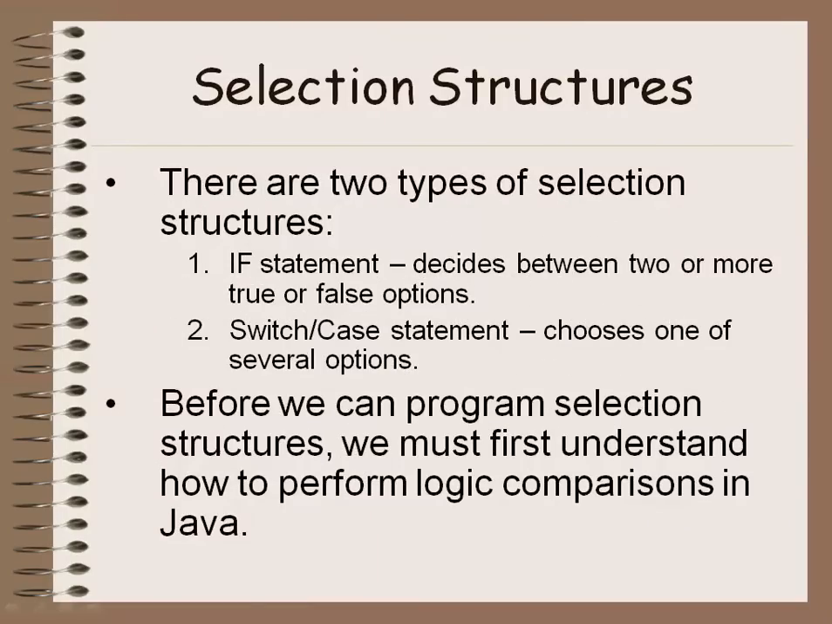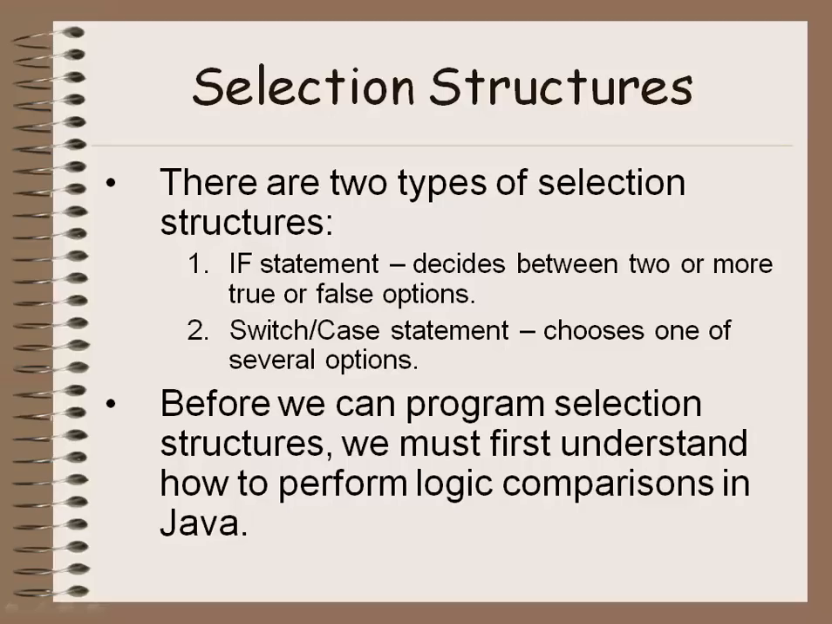There are two types of selection structures we can use. The first one, and more common, is the if statement. This is where we're going to have a question, and it's either going to be true, so we do this, or it's not going to be true, so we don't do it. The second type is called a switch case statement, where I'm going to choose one of a number of options that are available to me. This is like using a menu system.